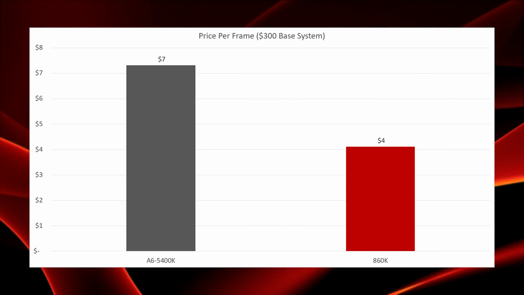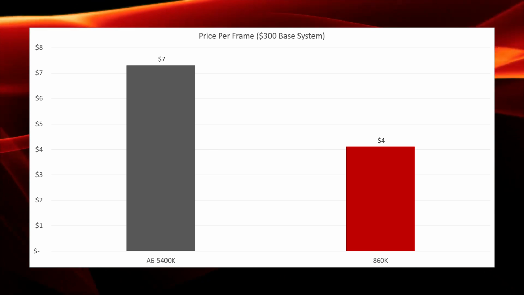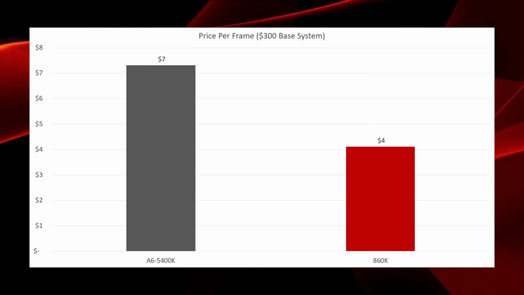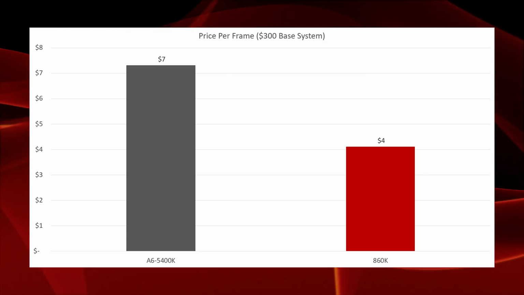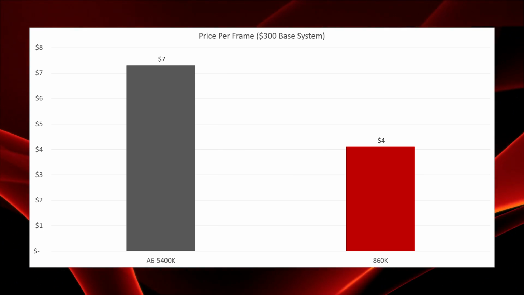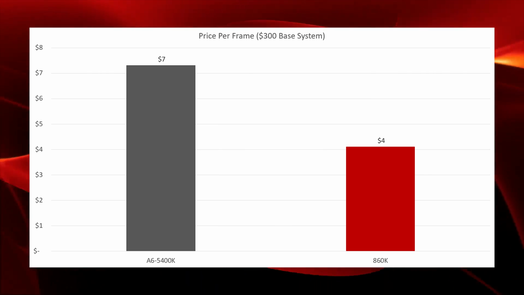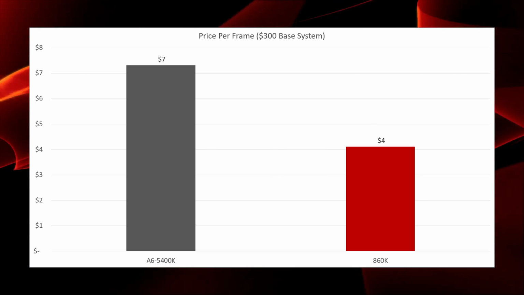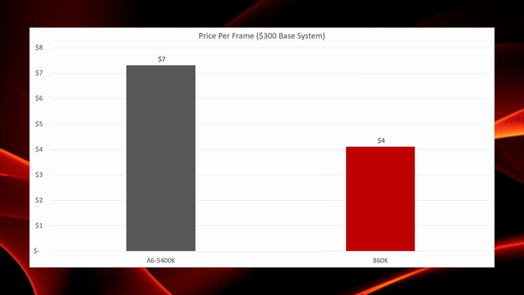If you put the 5400K in a $300 system, the price per frame comes out to $7 per frame rendered. However, if you upgrade that to an 860K, adding $25 to the cost, which means the calculation here is based on a $325 system for the 860K, as it does cost that $25 more than a 5400K, you are still only paying $4 per frame rendered, making the 860K a lot better of a value for budget gamers.